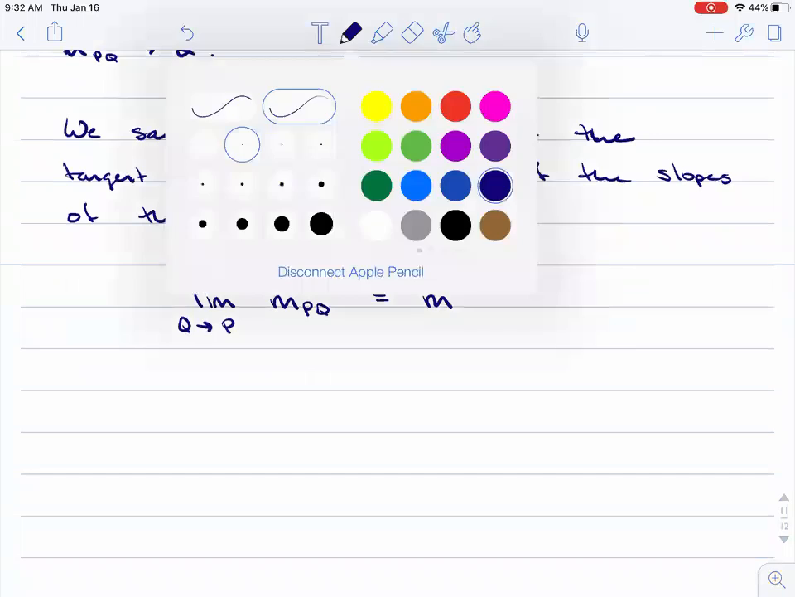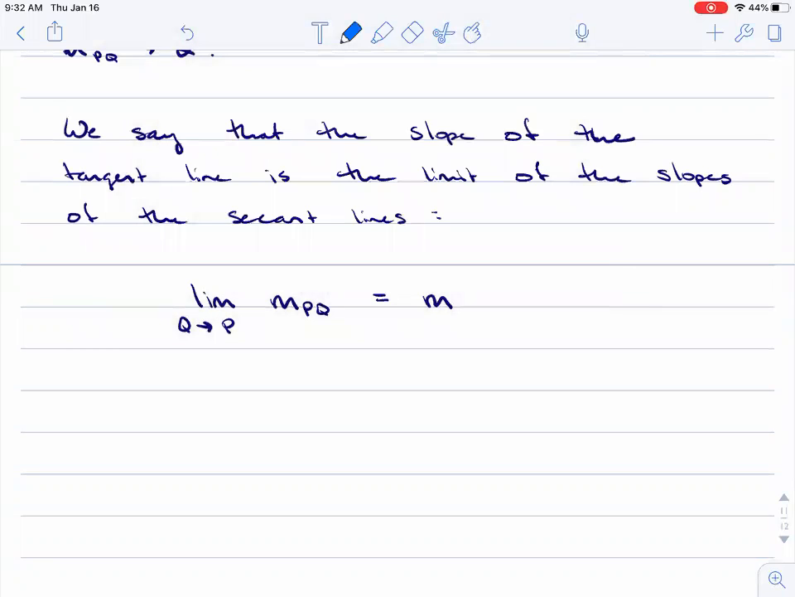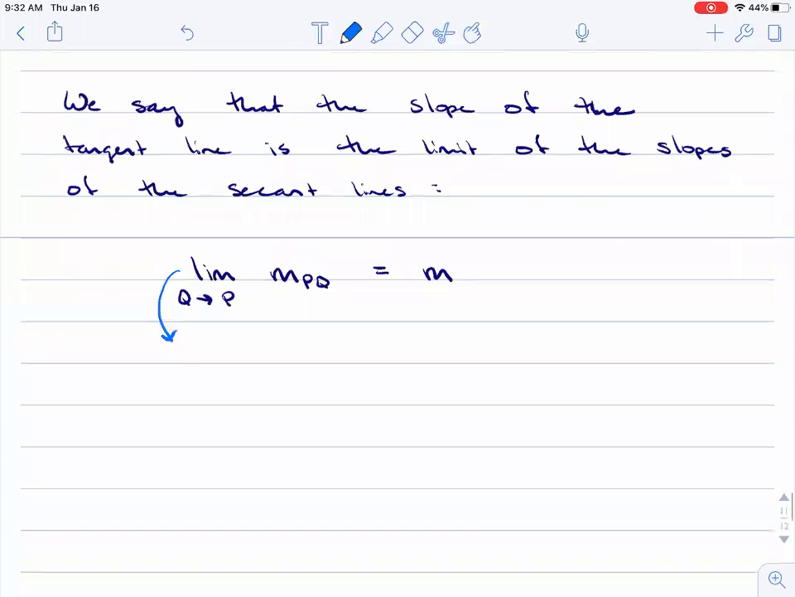Just as a heads up, because we will be writing LIM a lot, it looks a lot like my LN, but there's a dot over. I know, that one was really not nice. Worst case scenario, this is usually how I'll write my limits. You'll know because it'll have the limit of Q, so the limit as Q approaches P of MPQ. So you'll know it's a limit just by circumstances.